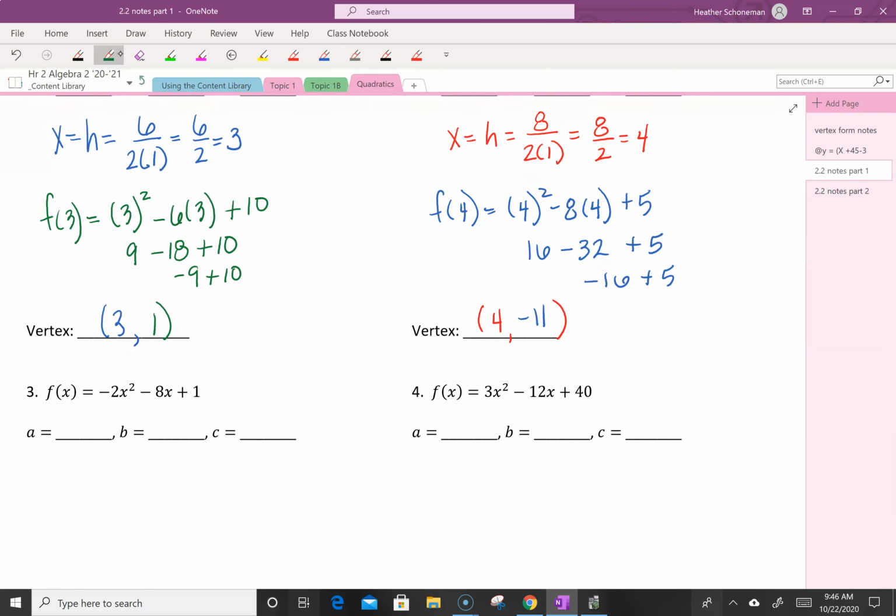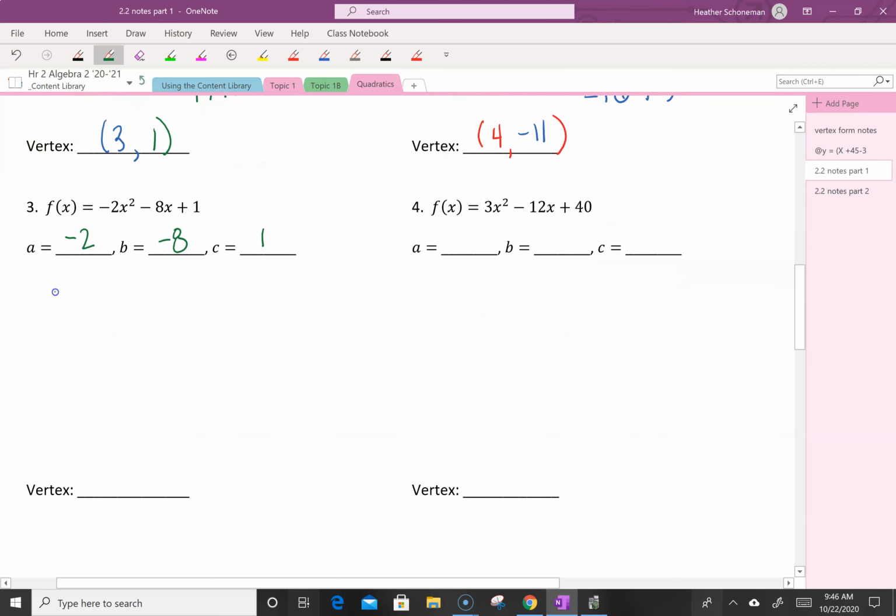Okay, let's try this again on the third one. Now we've got a number for a. So this is -2 for a, -8 for b, and 1 for c. So to find x, or the h-coordinate of the vertex, we're going to take the opposite of b, which is 8, over 2 times a, which is -2. So we get 8 over -4, which is -2.